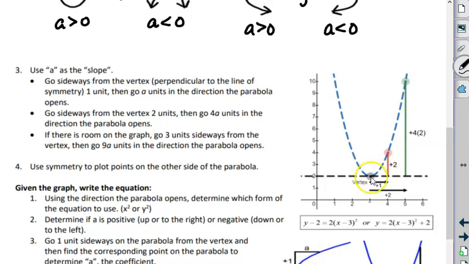Then, I also notice because it's an x squared that it's going to be going up, and 2 is a positive coefficient, so it's going to be pointing up. So I go sideways 1 and go up 2 because my leading coefficient is 2. Then I can go sideways 2 and go up 4 times 2, which is 8, so 8 units up to get this point. Once I have these 2 points, then I can plot another point on the other side of the parabola using symmetry.